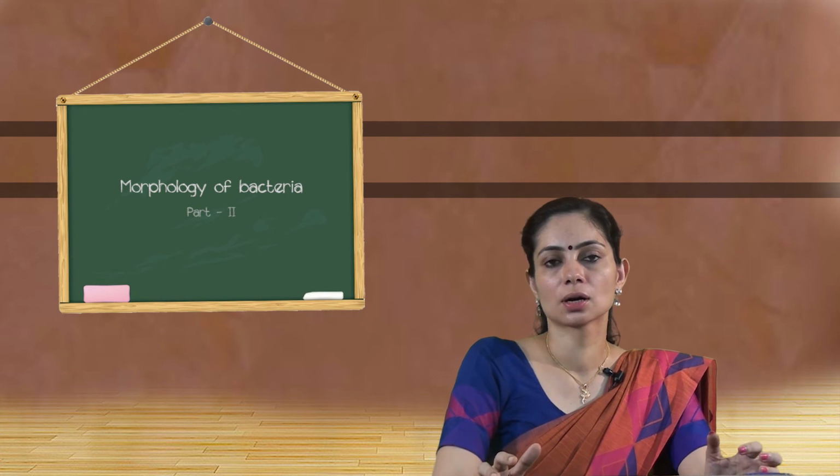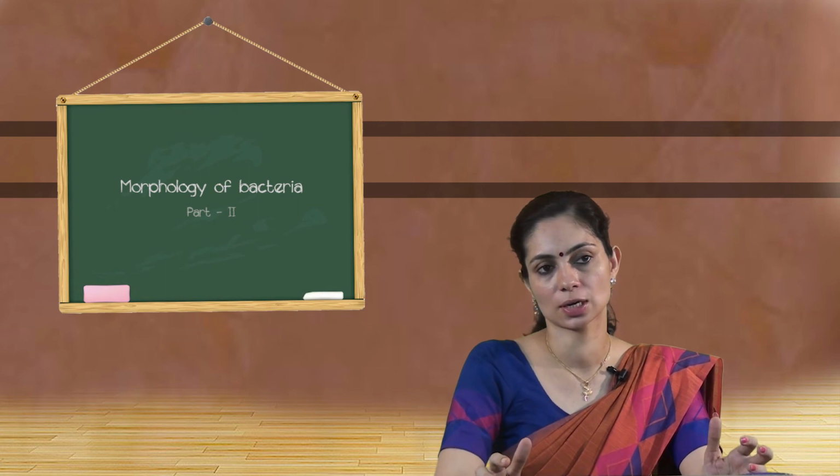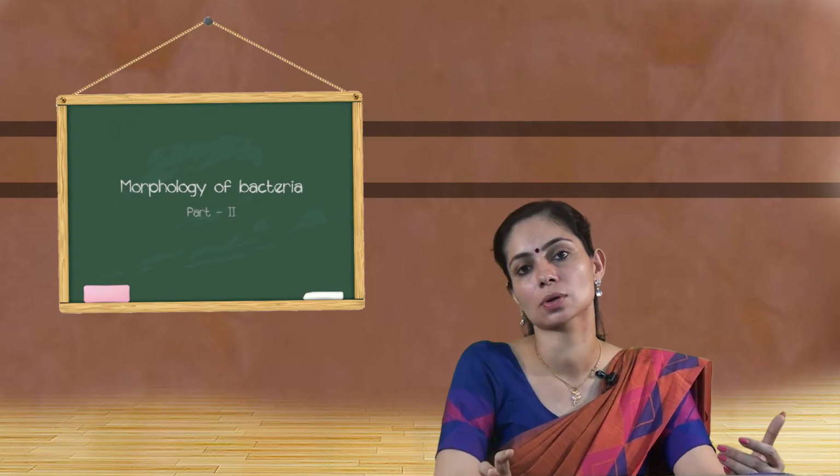Coming to the other morphologies seen in bacteria, one form is the pleomorphic stage. Pleomorphism is the variation in shape and size shown by some bacteria, for example Haemophilus species. Then we have L forms. L stands for Lister form. They are cell wall deficient forms discovered by E. Klieneberger. There are also some unstable forms: protoplasts, which are from gram-positive bacteria, and spheroplasts, which are from gram-negative bacteria. When the cell wall is lost, it makes unstable forms known as protoplast and spheroplast respectively.